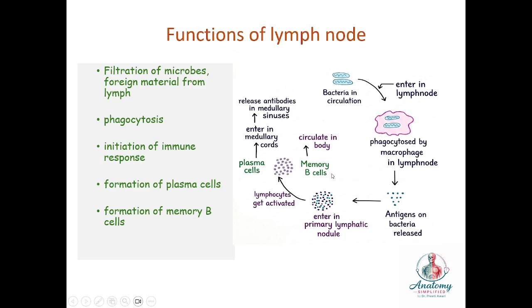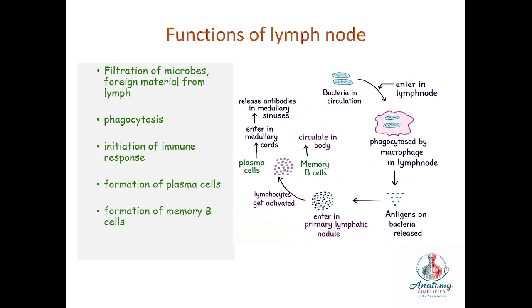These cells are plasma cells and memory B cells. What is the function of these plasma cells? They enter the medullary cord and release antibodies in the medullary sinuses. The memory B cells have the memory of the antigen, so they can identify the antigen anywhere in the body.